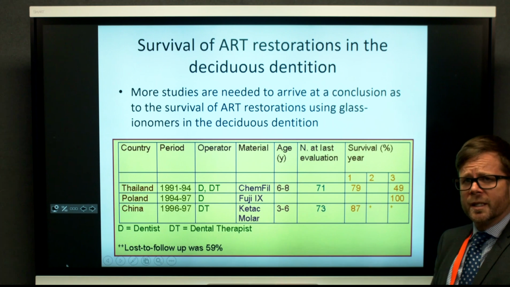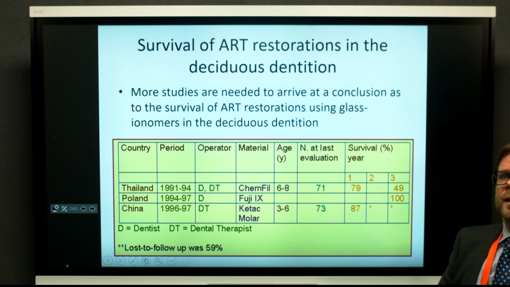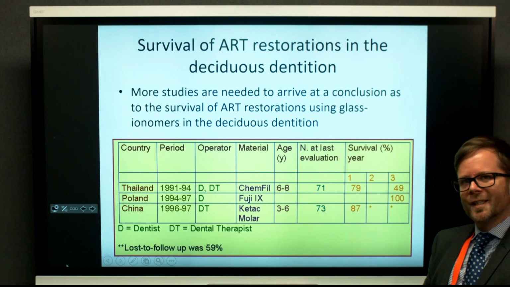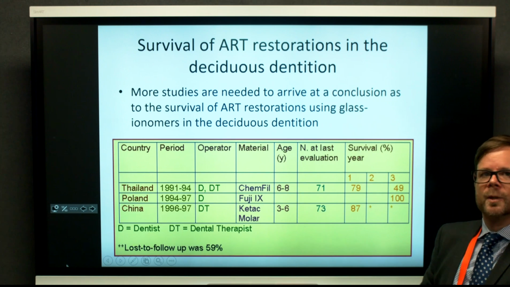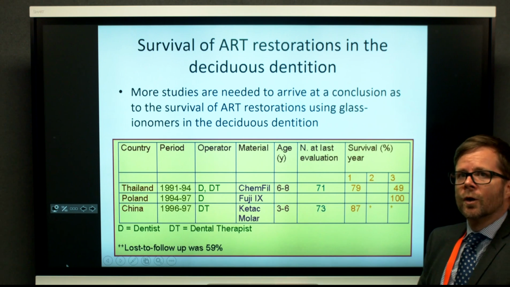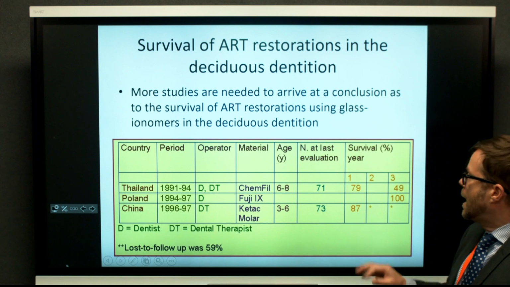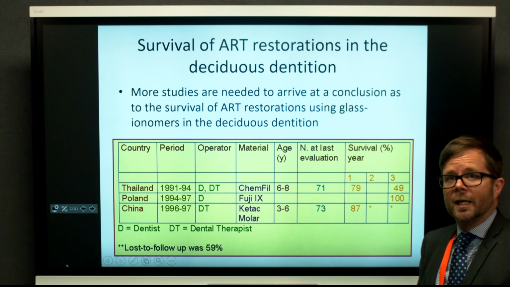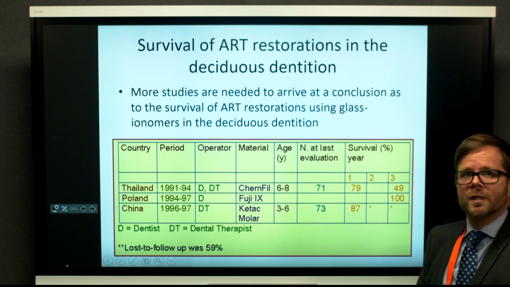But with deciduous teeth, or primary teeth, these are the so-called baby teeth, you need to ask yourself, how long is that tooth actually going to be in the mouth before it's replaced by the permanent tooth? So in a child patient, particularly an anxious child, or a child with disability or behaviour management issues, 3 years might be all you really need in terms of the longevity of the restoration.